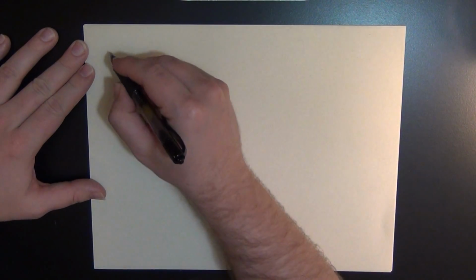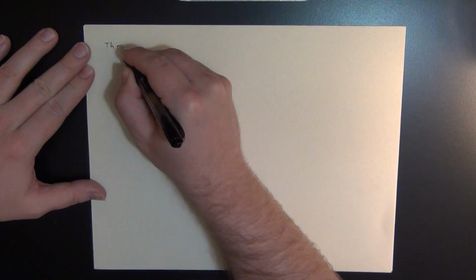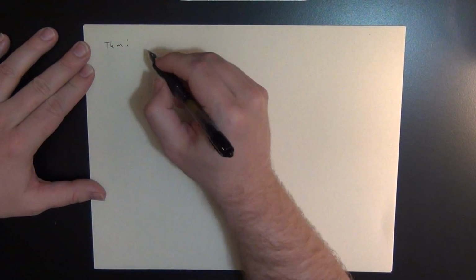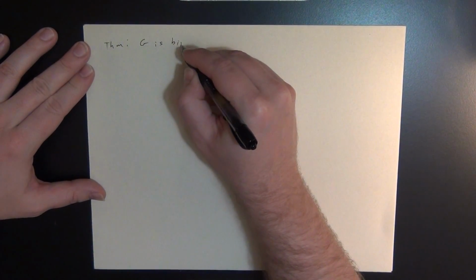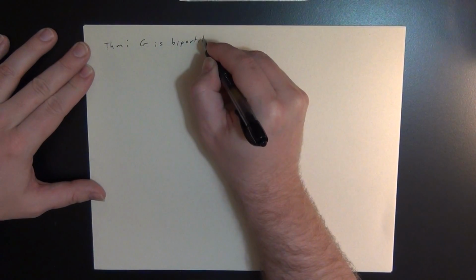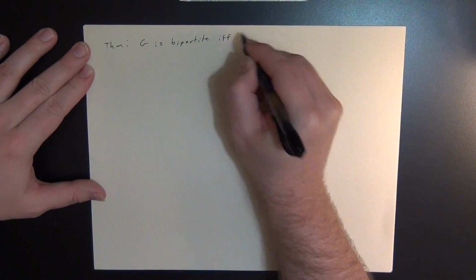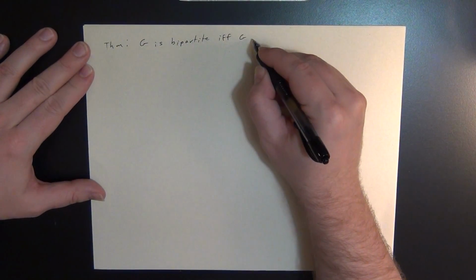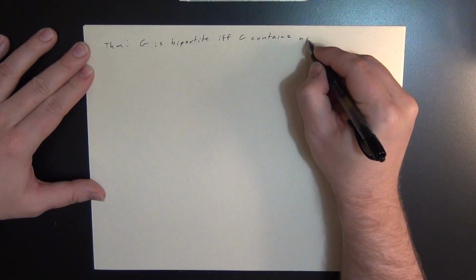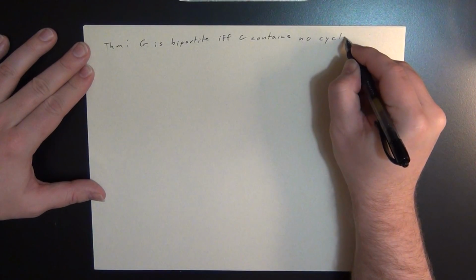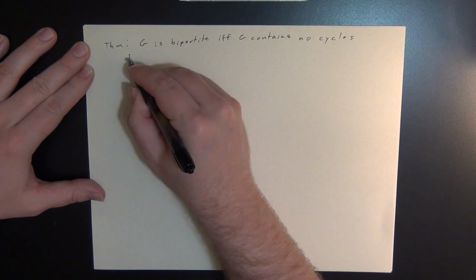Alright, so the theorem is that G is bipartite if and only if G contains no cycles of odd length.